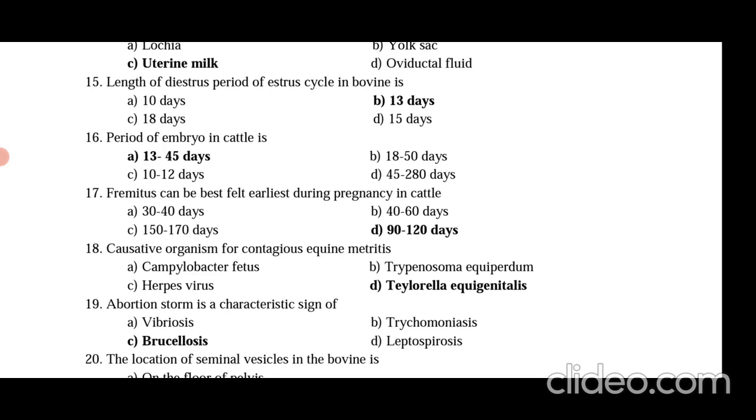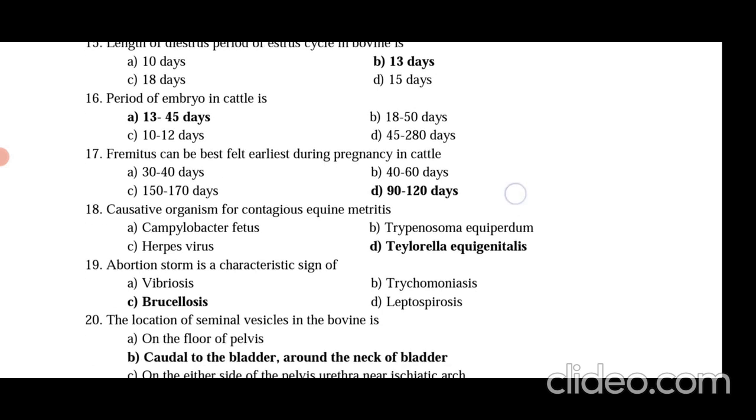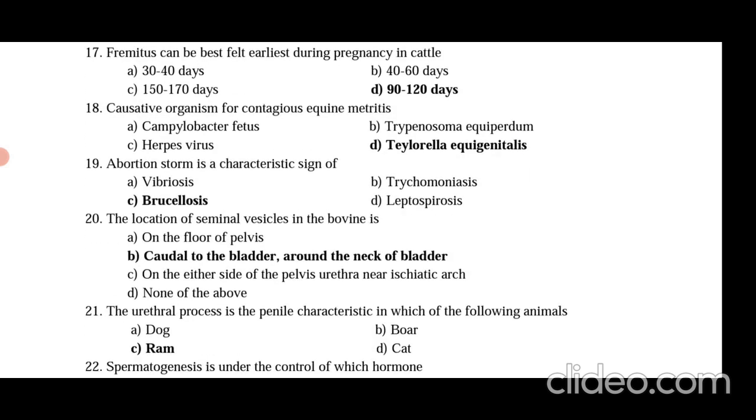Causative organism for contagious equine metritis is Taylorella equigenitalis. Taylorella equigenitalis is the causative organism for contagious equine metritis. Abortion storm is a characteristic sign of brucellosis.